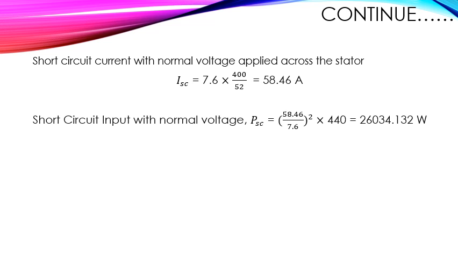Right? So using that we can find out the short circuit input with normal voltage, that is PSC, and that equals 58.46 divided by 7.6, whole square, multiplied by 440. Right, what is 58.46 here? It is the short circuit current with normal voltage, and what is 7.6? It is the current that we take from the short circuit test readings, right?